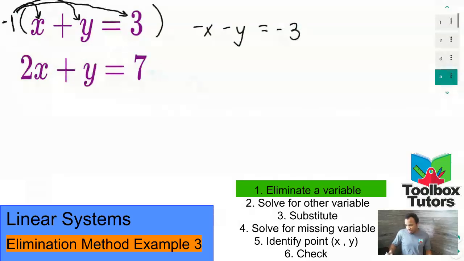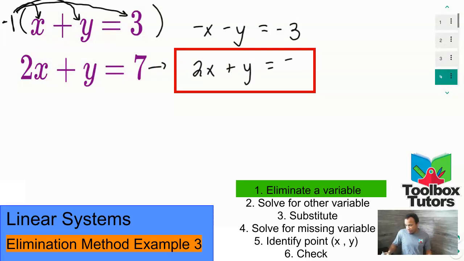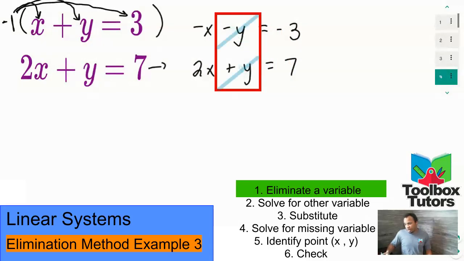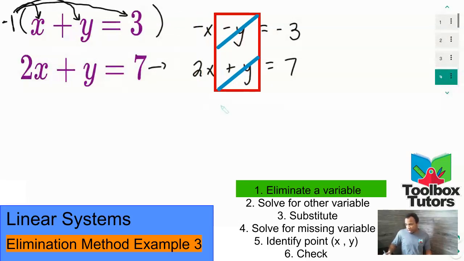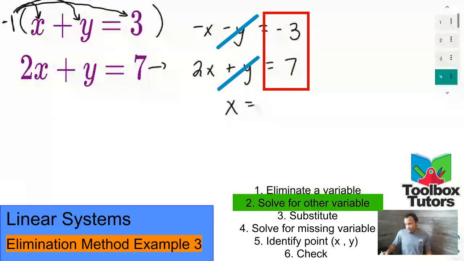Now this bottom equation, since we didn't change anything on it, we're just going to rewrite it right here. And notice now we have opposites for our y terms. So negative y and positive y, those cancel out. And now we can add our x's. So negative x plus 2x gives us x. The y's cancel out again, remember that. And then negative 3 plus 7 gives us positive 4.